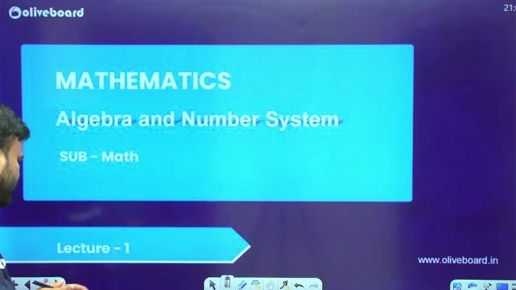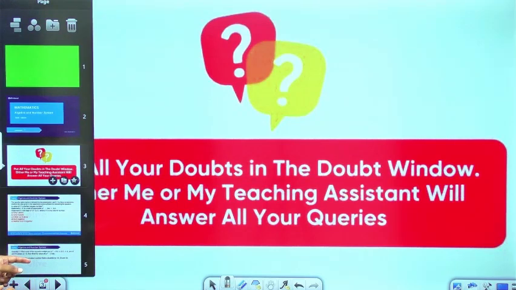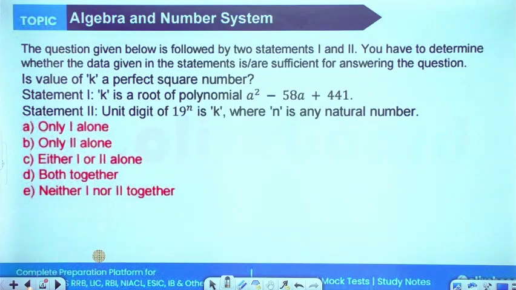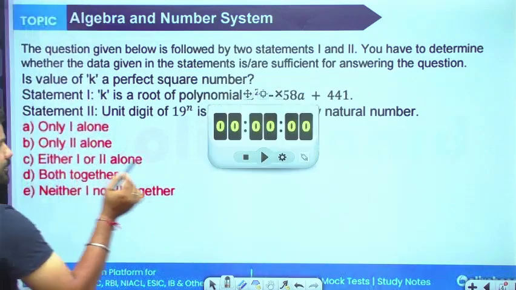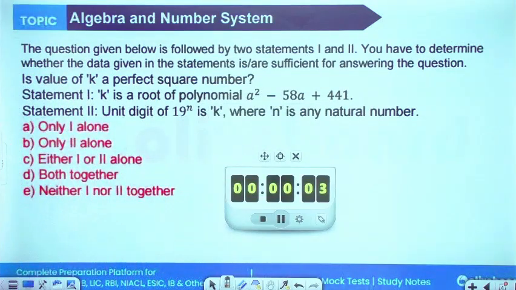You can put all your doubts in the doubt window, provided either me or my team will be there to assist you with all your queries. In today's lecture, we'll be seeing certain very important and crucial questions. The first question is this. I will be giving you a proper timer for each and every question so that you can attempt, because in RBI, attempting questions is very important.